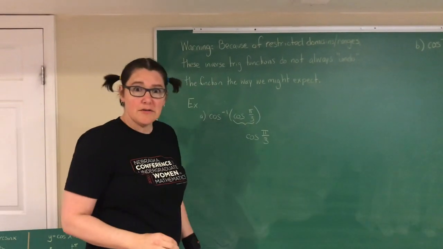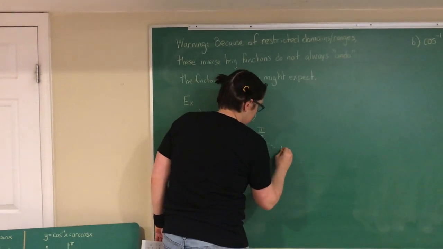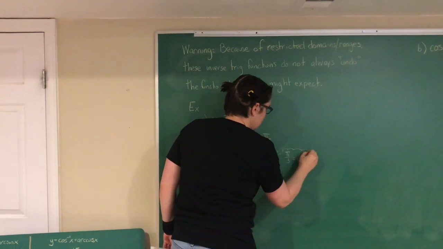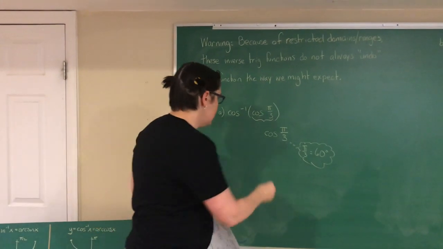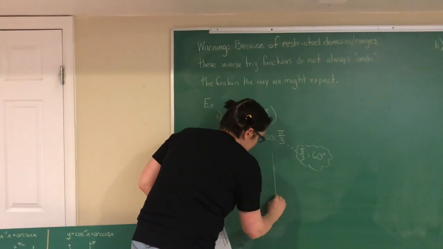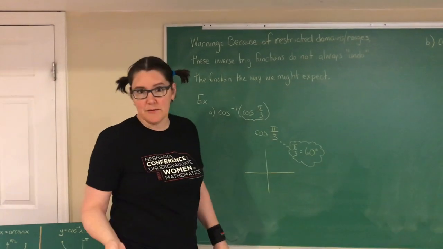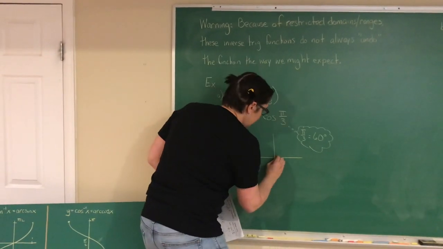So when I think about cosine of pi over 3, that is 60 degrees. You might think about that angle in a lot of different ways, but you may already know, oh, I have the unit circle memorized, and so I know what cosine of pi over 3 is. But in case you don't, or if you like to build it the way I do, I'll draw my picture.